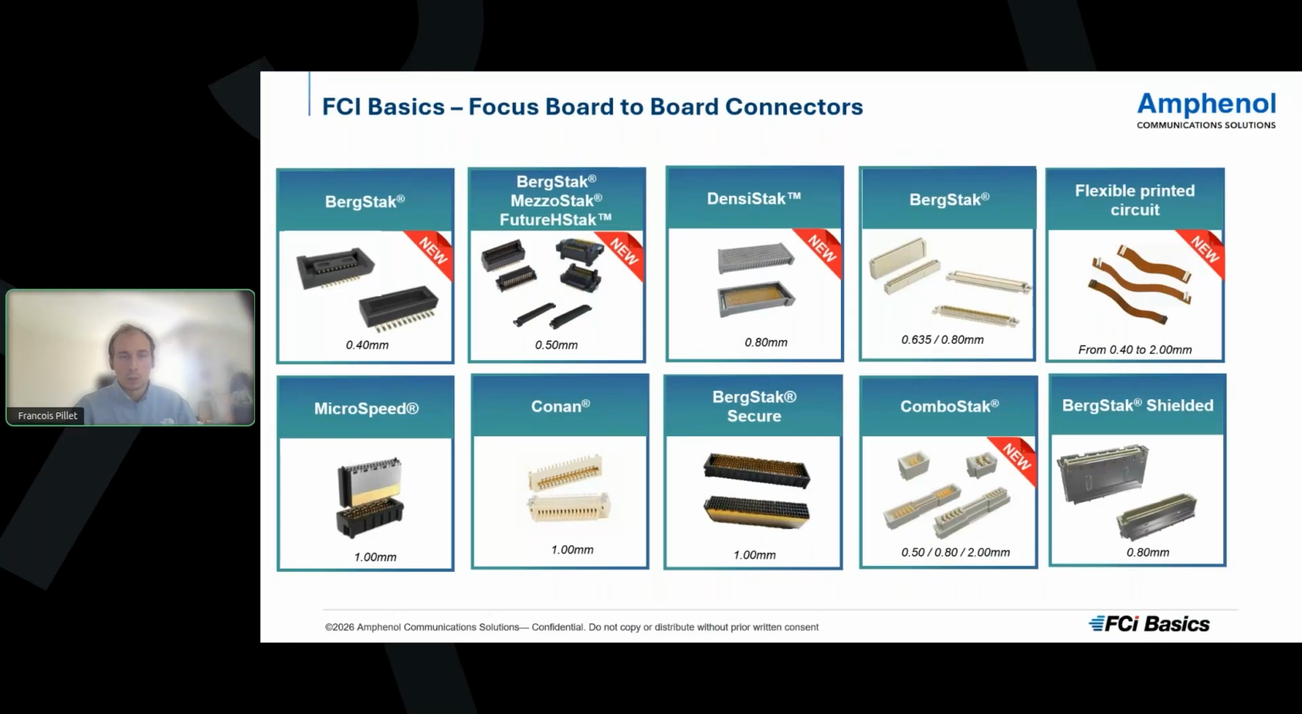Starting with board-to-board solutions, usually used in small board-to-board distances with a high number of contact points, up to 120 for instance. This range offers technical features such as locking, self-alignment, and high-speed communication, 16 gigabytes per second, up to 25 on microspeed. We are also able to support flex cable solutions ranging from 0.4 to 2 mm pitch.